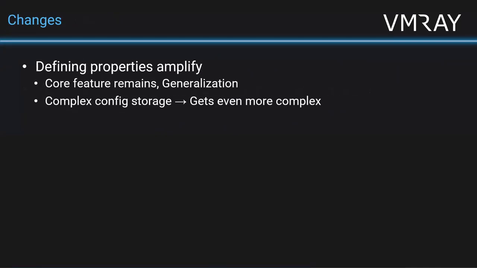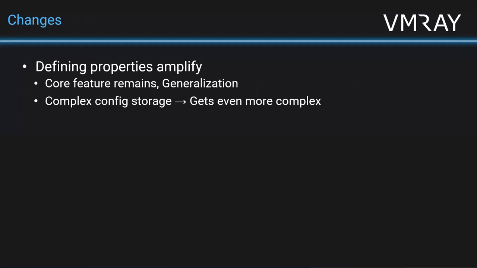So when looking for changes since the original version, we see that the defining properties have amplified. So the core feature has remained. It's still mostly used for stealing banking data, but we also observe a generalization. So now it's used in a more generic way to deliver secondary pieces of malware. And we also observe that internally is just more of the same.